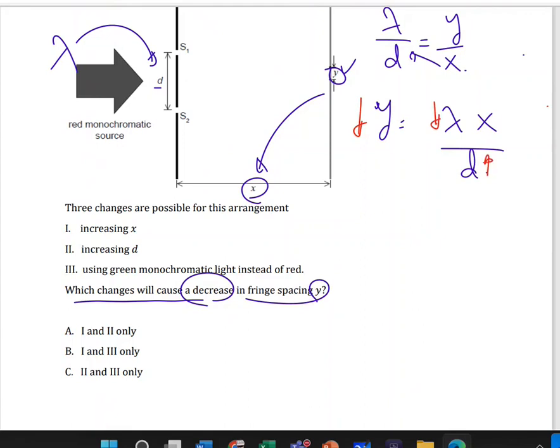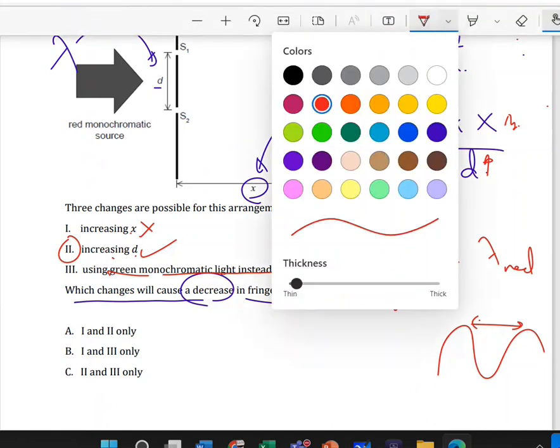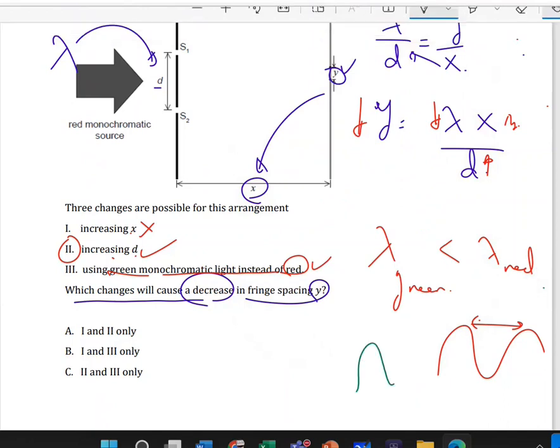So first one, increasing the distance is wrong. I have to decrease the distance, not increase it. Increasing d, yes. Using green monochromatic light instead of red, also yes, because lambda for green is less than lambda for red. Lambda for red is long compared to the green light. Compared to the green light, lambda here is less. So the correct answer is C.